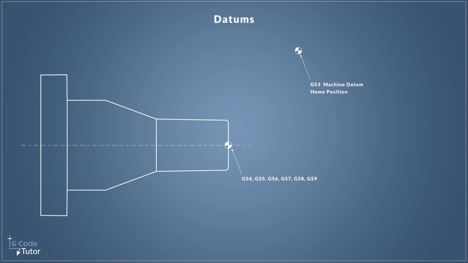So where we decide our work shift datum is going to go is totally up to us, but it's the zero point of our program. So we have to remember all the program dimensions stem from that datum when we set it.